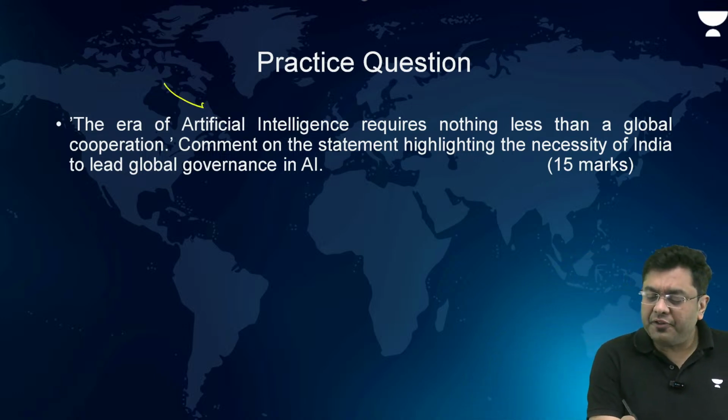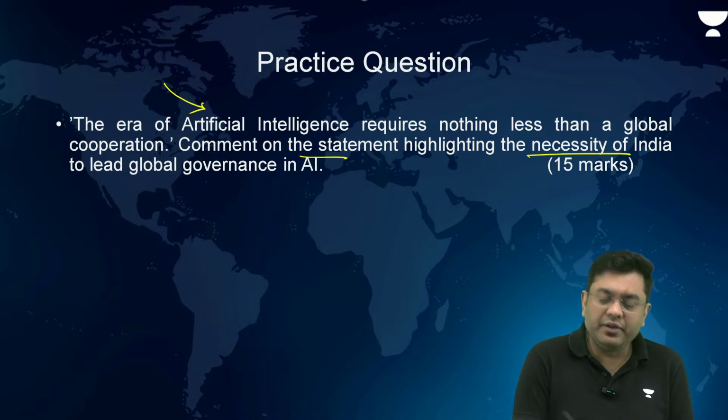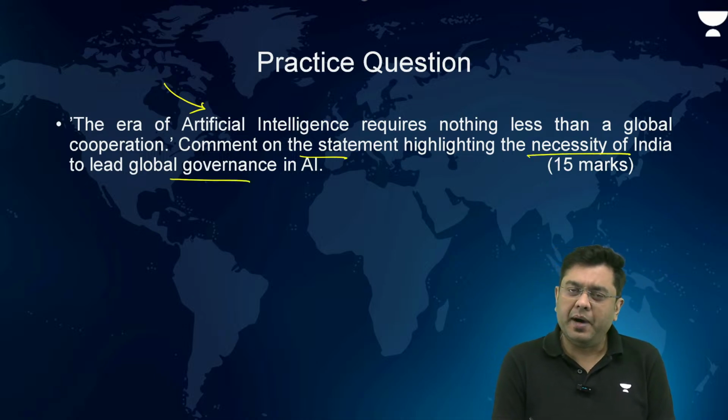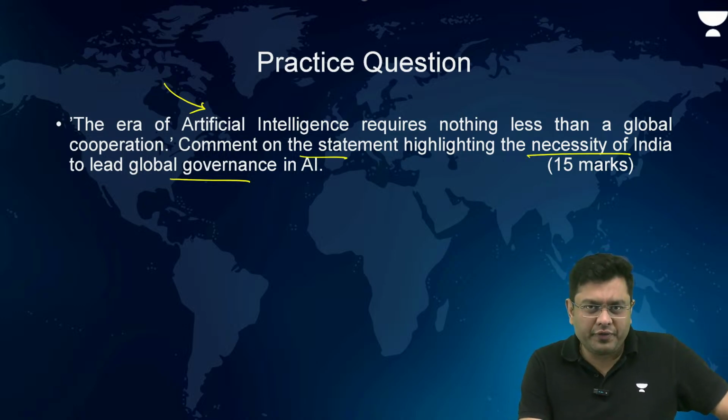The era of artificial intelligence requires nothing less than global cooperation. Comment on the statement highlighting the necessity of India to lead global governance in AI. A 15 marker. How do you create a well-written and well-composed answer out of this?